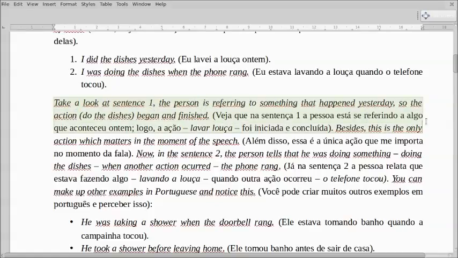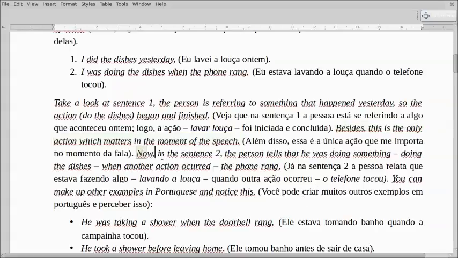The person, take a look at the sentence 1. The person is referring to something that happened yesterday. So the action began and finished. Então, na primeira frase, a pessoa estava se referindo a algo que aconteceu ontem. Então, a ação, que era lavar pratos, começou e terminou. Besides, this is the only action which matters in the moment of the speech. Além disso, essa é a única ação que interessa no momento da fala.